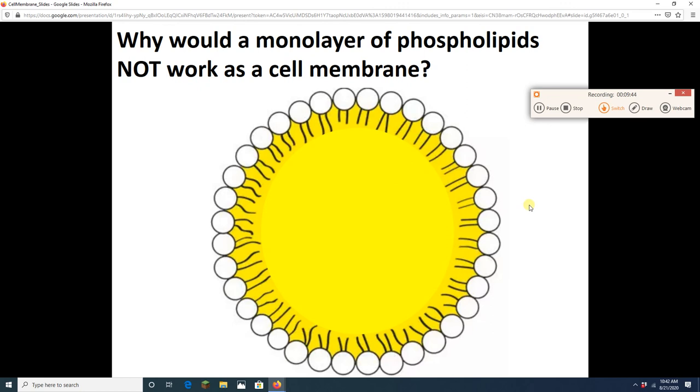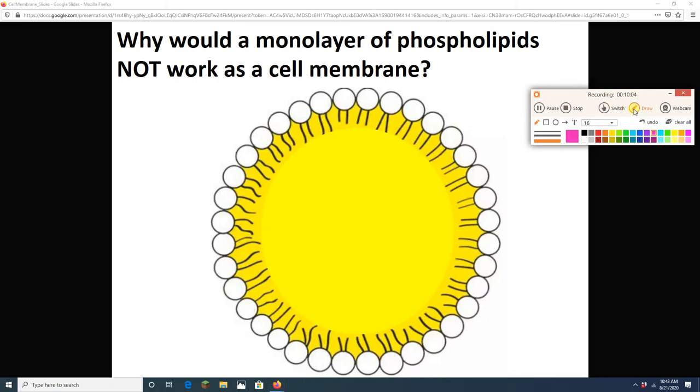Okay. Could you set up a cell membrane that was a monolayer, so a single row, of phospholipids? So remember, the purpose of the cell membrane is to separate the ECF, which is mostly water, from the ICF, which is mostly water.